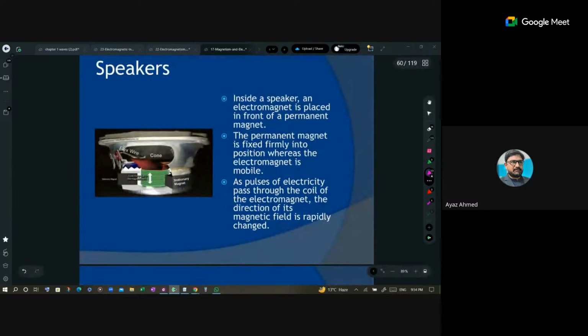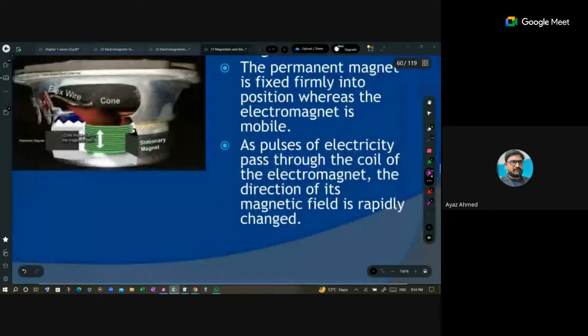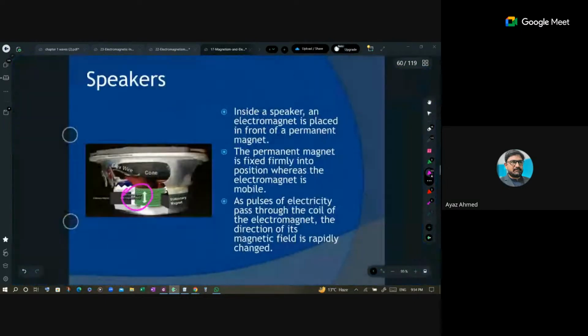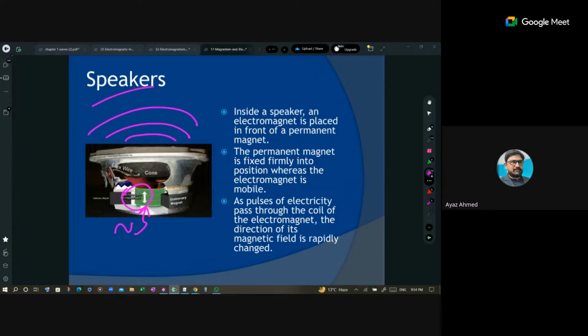Then speakers; I believe you people are familiar with all of these. Speakers use permanent magnets as well as electromagnets. What happens is, due to the alternating current in this coil, repulsion and attraction of the coil happens, and then it causes vibration on this diaphragm, and that's why sound is produced.